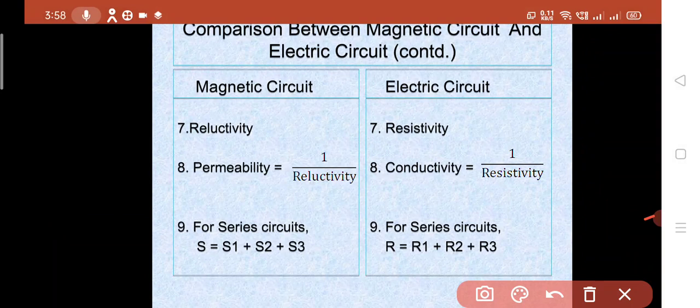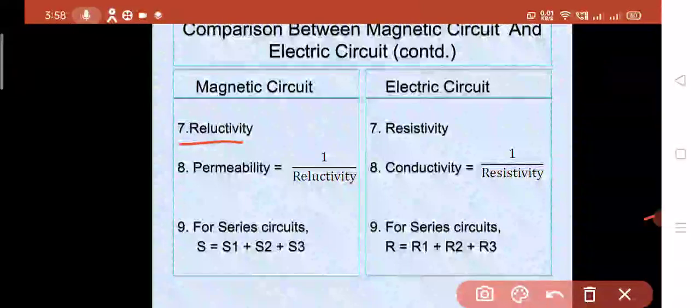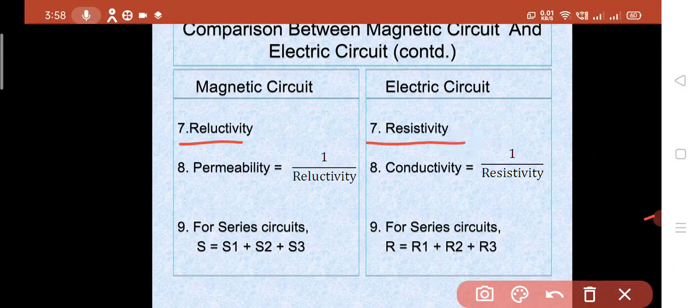So next, magnetic circuit 7th point, reluctivity. Electric circuit 7th point, resistivity. And magnetic circuit 8th point, permeability, 1 by reluctivity. And conductivity, 1 by resistivity.